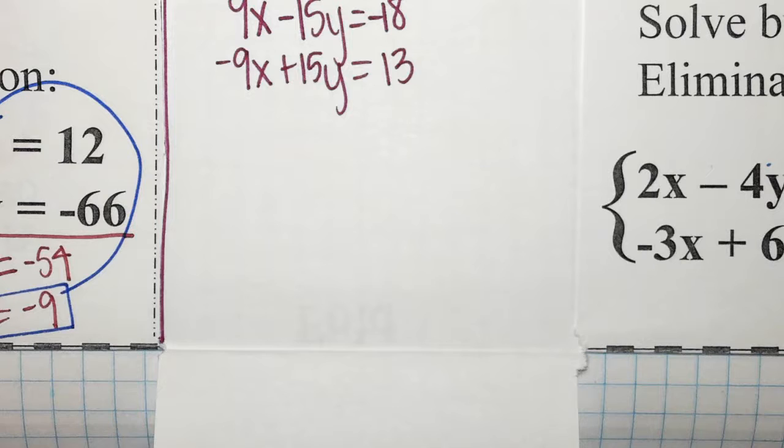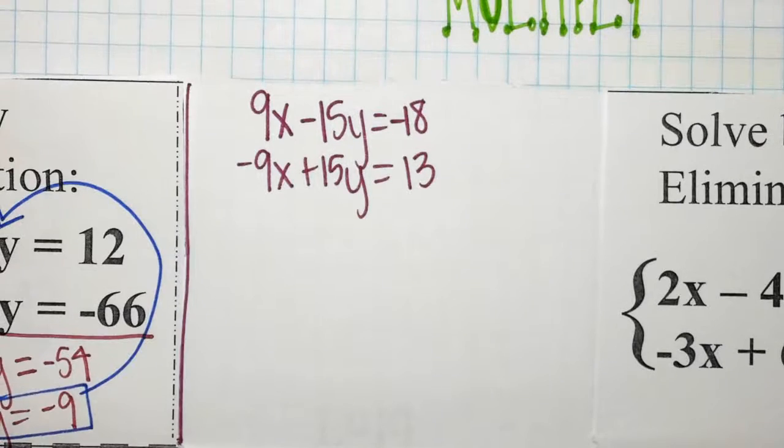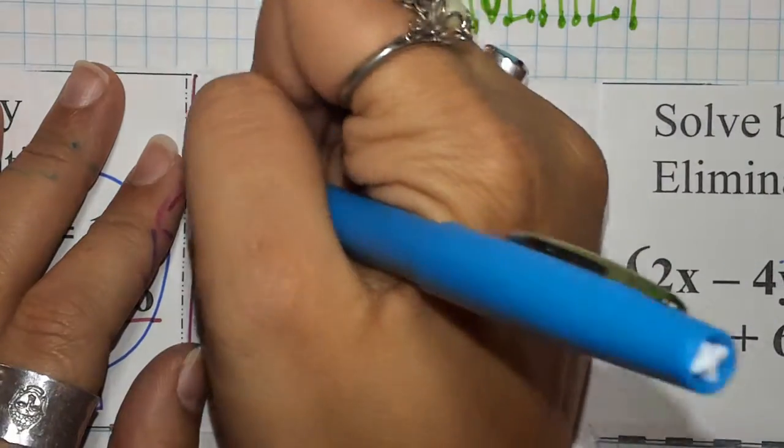What did you just say? That equals both x and y. It does. How do you know that? Because they're both the same number. Alright, so that's going to eliminate both x and y because we have the same number and opposite signs. So are we going to add or are we going to subtract? You add, because it's opposite signs.